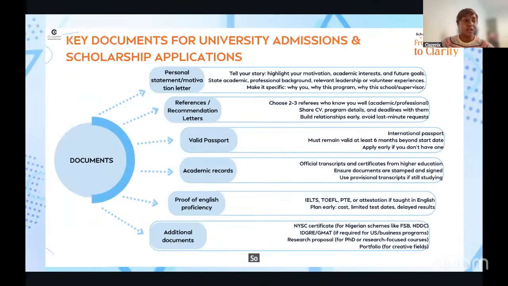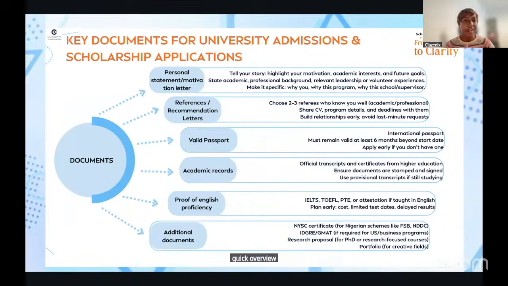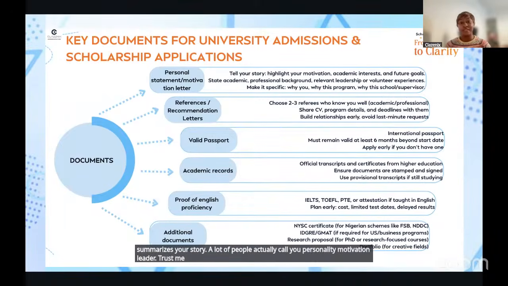So what are the core documents that you need for both your university admission and your scholarship application? This is a quick overview of it. First and most importantly is your international passport. But before we get there, let's talk about your personal statement. This is a statement that summarizes your story. A lot of people call it a personal statement or a motivation letter. Trust me, it serves the same purpose.